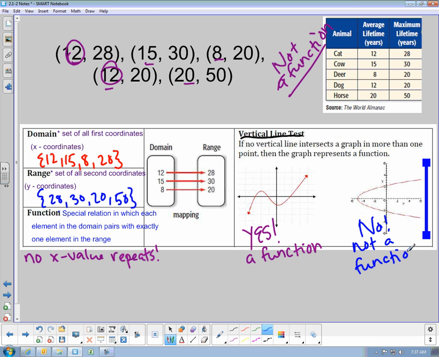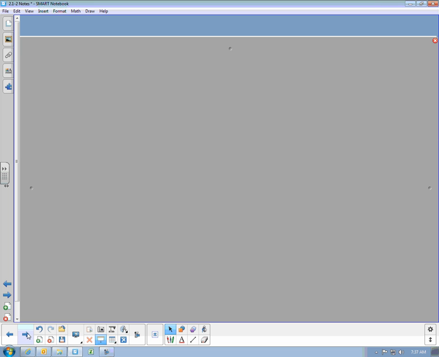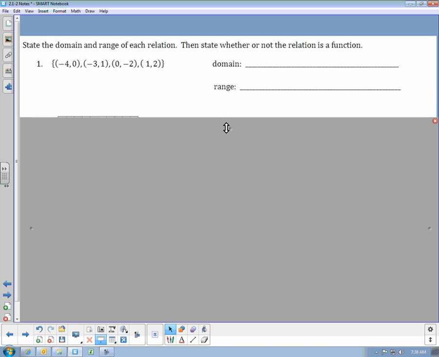So if it crosses that vertical line more than once, then it's not a function. So let's take a look at some examples here. In number 1, you're asked to state the domain and the range.